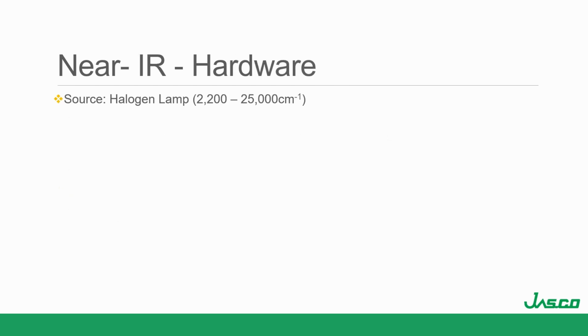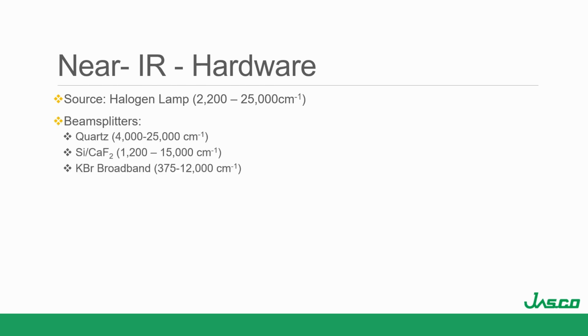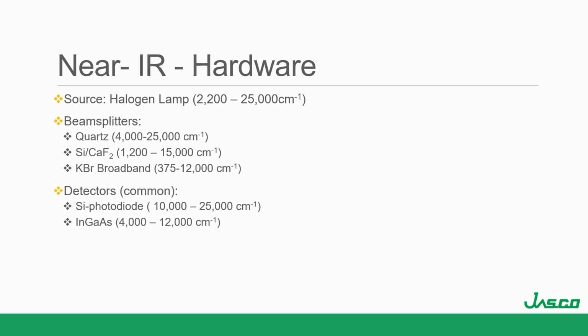So the hardware for near IR, the source is a halogen lamp, so it goes from 2,000 to 25,000. There's several beam splitters that are possible to use. So there's quartz that goes from 4,000 to 25,000. There's silicon on calcium fluoride, which goes from 1,200 to 15,000, and a KBr broadband, which goes from 375 to 12,000. And you pick these based on what you need for your application.